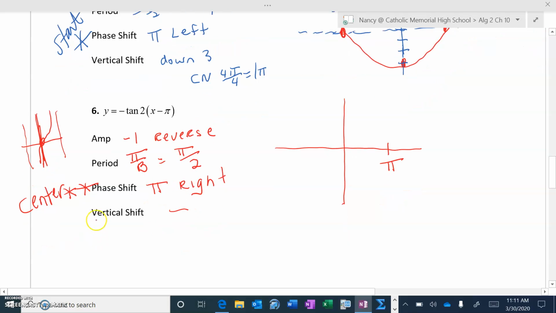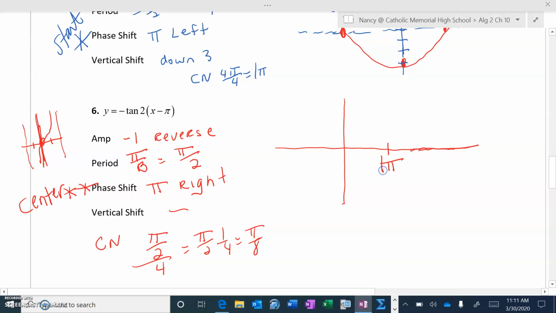And I'm still going to get my critical numbers the same way. I'm going to take the period and divide by 4. So it's pi over 2 times 1/4, which is pi over 8. So I'm going to do 2 critical numbers. This is how tan graphs. It has 2 critical numbers on either side of the center. So this is my center.